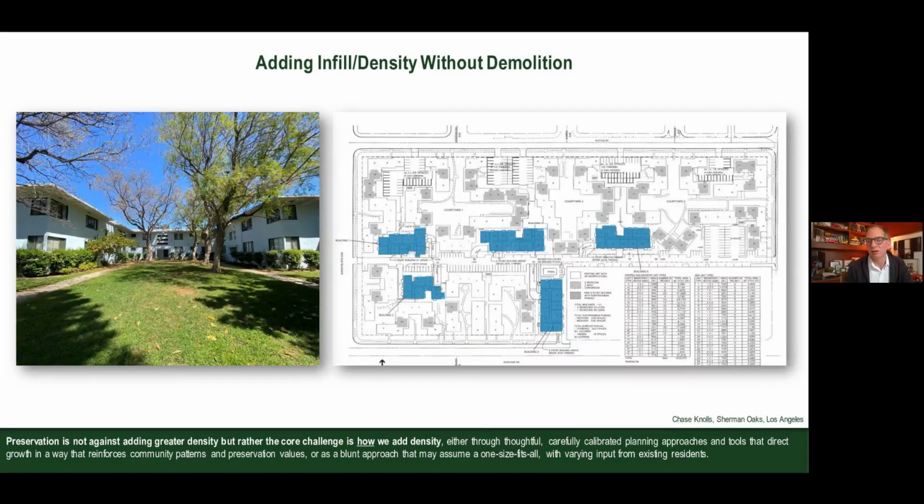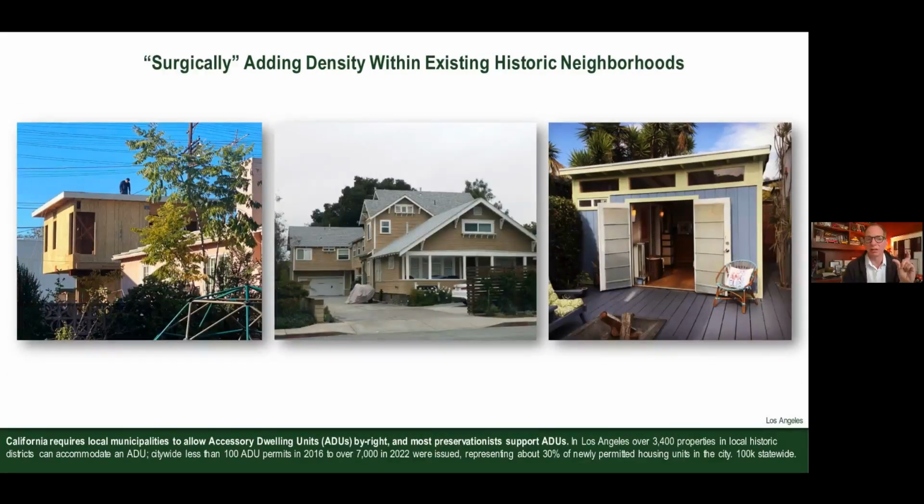Or this example of a garden apartment development in Los Angeles, a historic garden apartment that was initially slated for complete demolition. Fast forward some years, and part of the plan was that it was protected as a locally designated historic landmark, but it was also protected with the idea of adding more density, or infill buildings carefully inserted in the overall site, getting to nearly the same amount of units that was originally proposed through the demolition and redevelopment of the site. So again, finding those win-win approaches when we can.